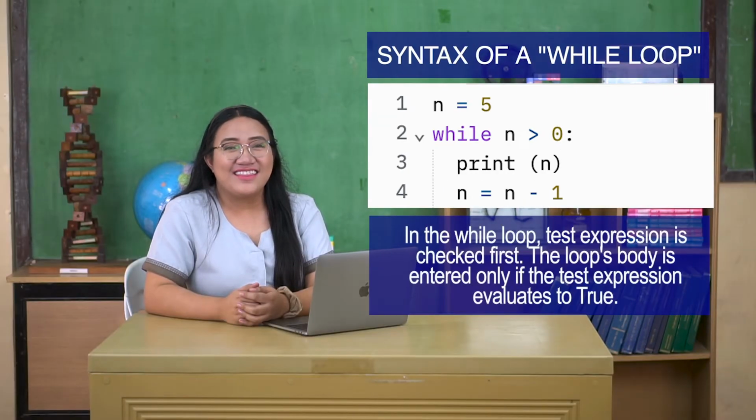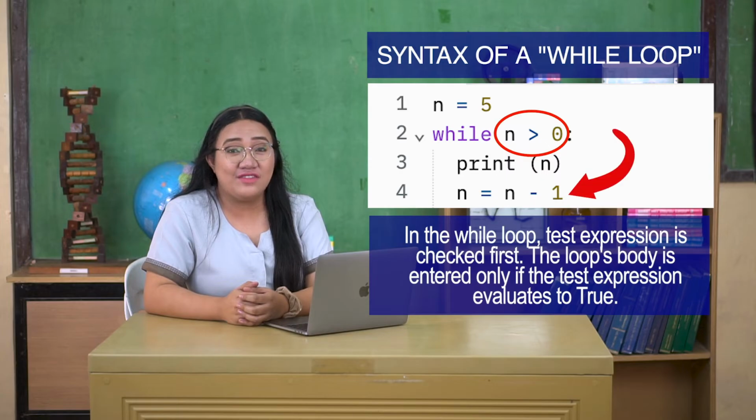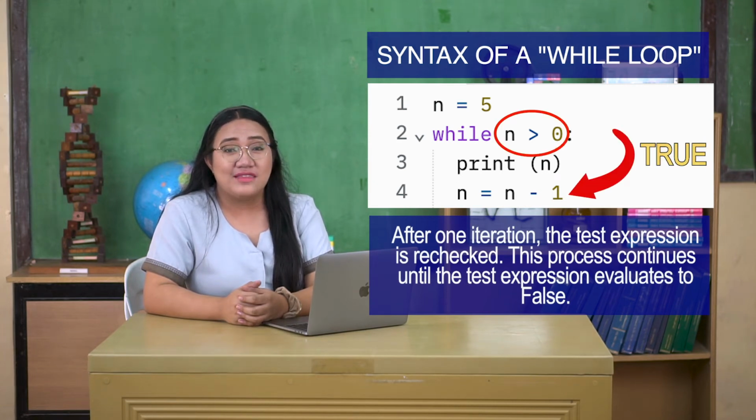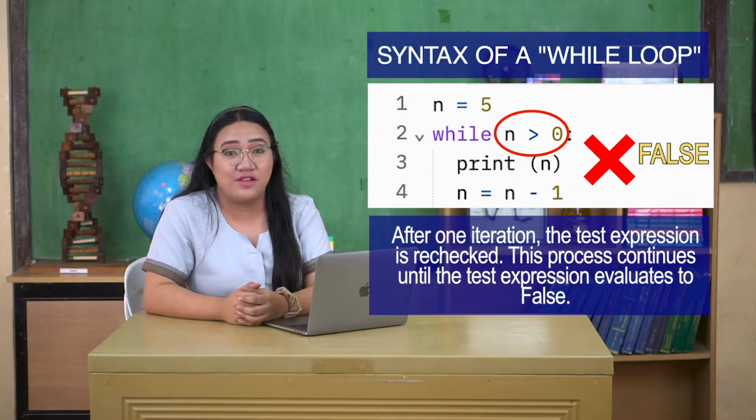In the while loop, text expression is checked first. The loop's body is entered only if the text expression evaluates to true. After one iteration, the text expression is rechecked. This process continues until the text expression evaluates to false.